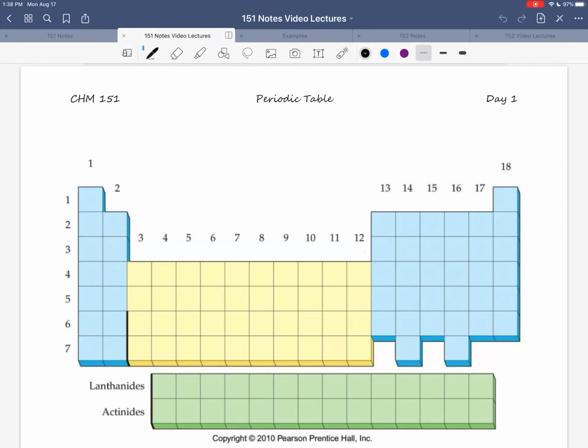Periodic table. All right, let's talk about the periodic table. First thing we want to talk about is that there are groups, and these vertical columns are groups, and periods go horizontally. All right, so this is period 1, 2, 3, 4, 5, 6, 7. So those are periods.